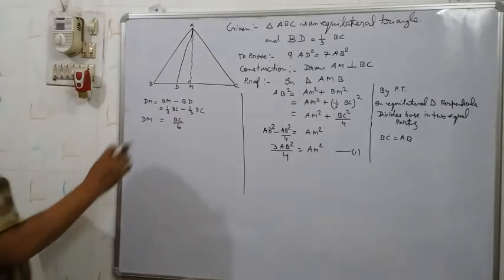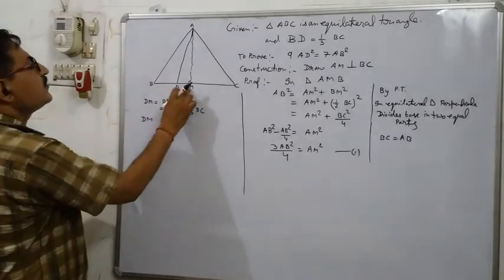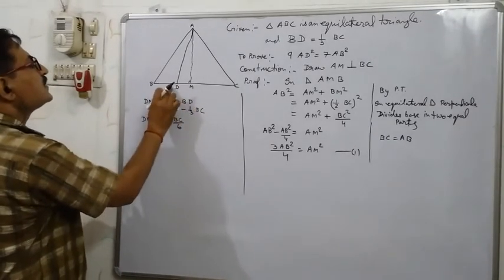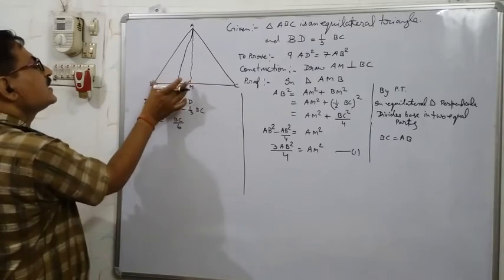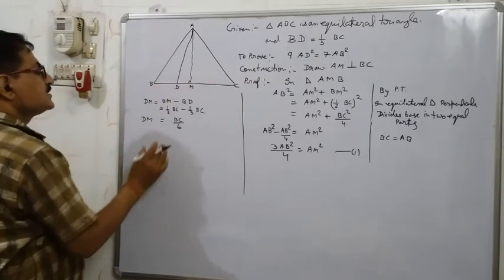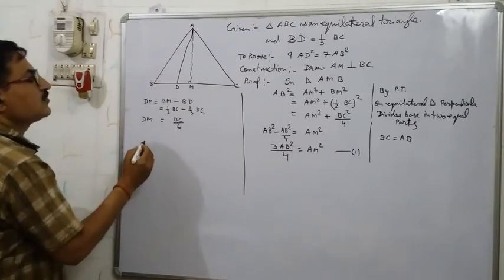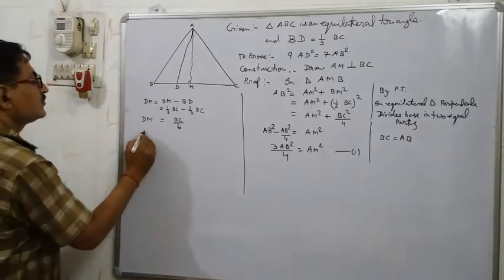Now next, you understood this: DM equals BM minus BD, and BM equals half BC, because the perpendicular divides the base into two equal parts. So DM equals BC upon 6. Now this will be helpful to solve this.